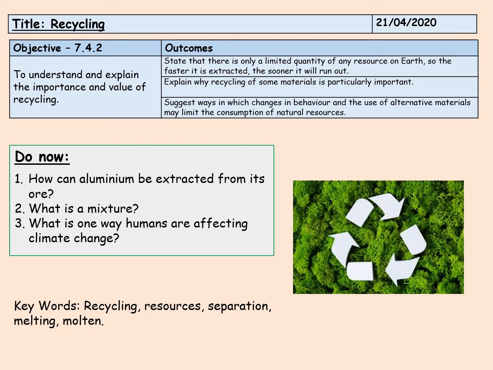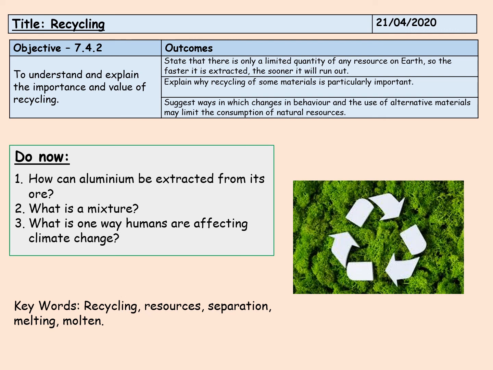So how can aluminium be extracted from its ore? We talked about it in this video. It needs to be melted down into a molten state and then have an electric current pass through it in order to separate the aluminium from its other compounds. What is a mixture? It's when two or more elements are mixed together but are not chemically bonded.